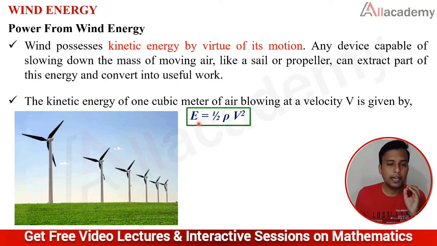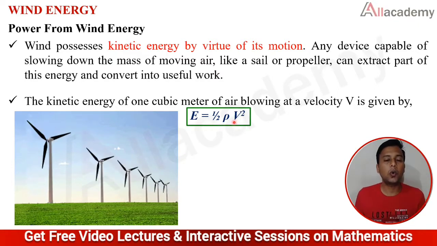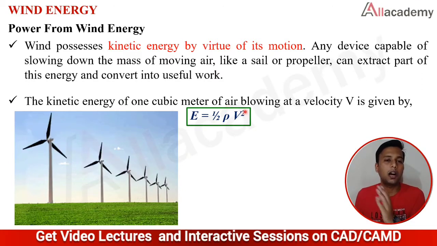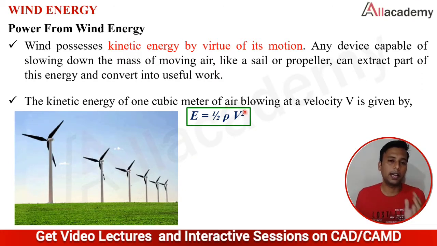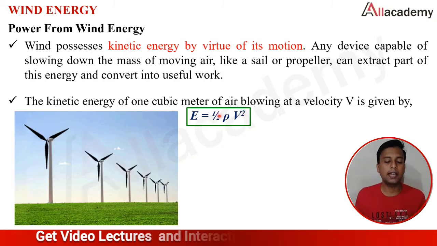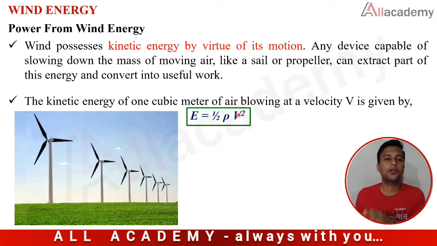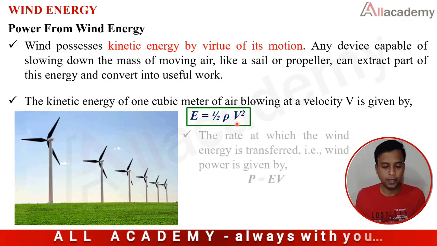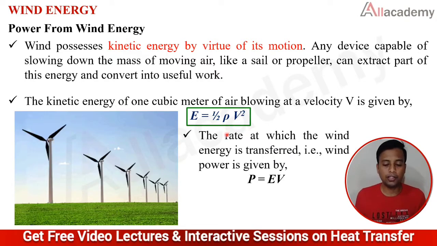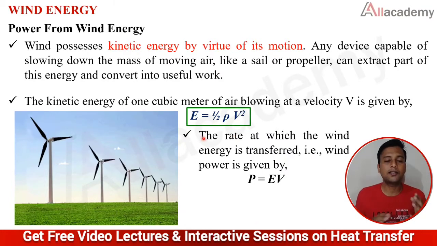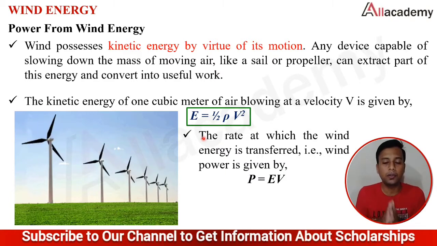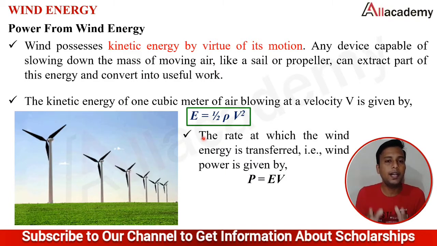Where E is the kinetic energy, rho is the density of air, and v is the velocity at which the air is flowing. So the kinetic energy of 1 cubic meter of air is given by E equals half rho v square. Now the rate at which this wind energy is converted into some useful work is defined as wind power.